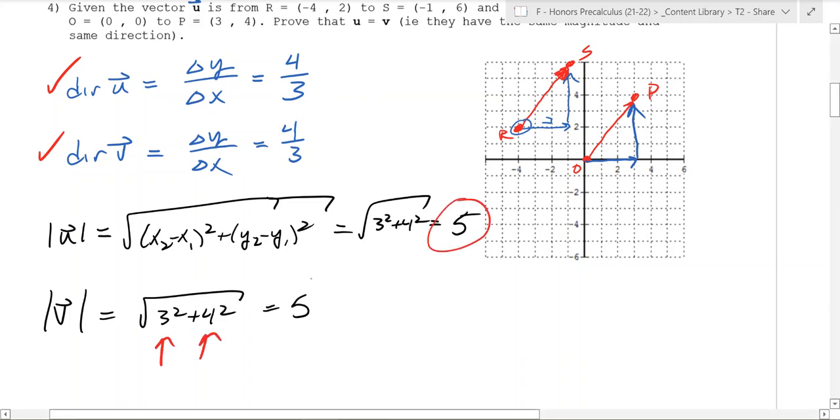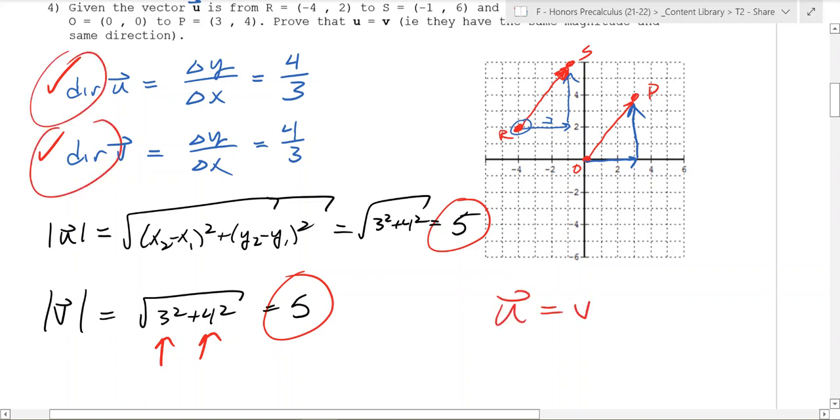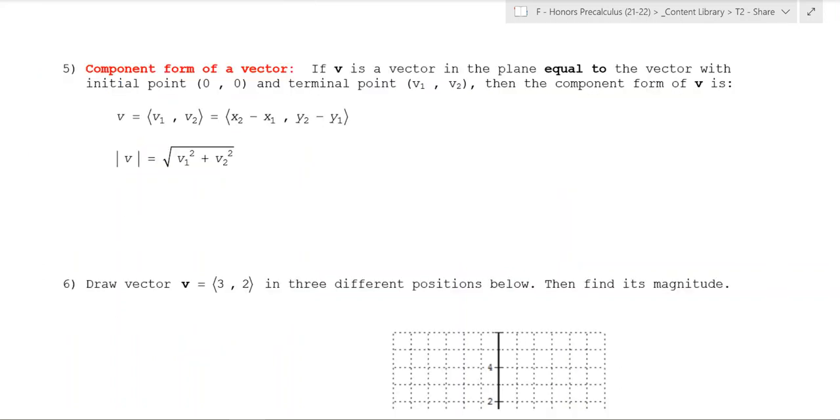So what do you have? The same magnitude and the same direction. So we now know that vector u is equal to vector v. They are the same vector, they're just in different places. Mathematicians like to write the same thing in different ways because they can be helpful in different forms.